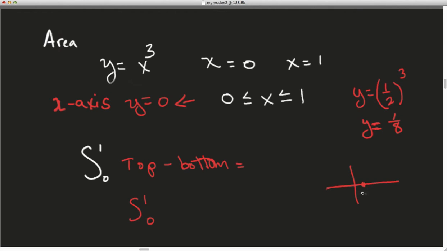The x-axis is this line. And when you plugged in a 1/2 for the other function, you were trying to see whether you were above the axis or below, and you got a 1/8, which is above. The y value of 1/8 is above 0. Do you agree with that? So because it's above, it's the top function. So you would do x cubed minus 0. Had it been below, it would be 0 minus x cubed.